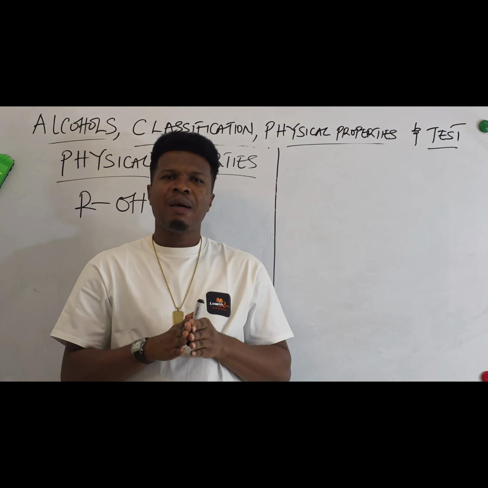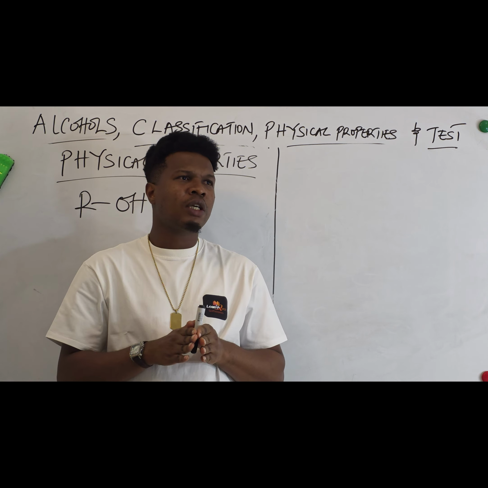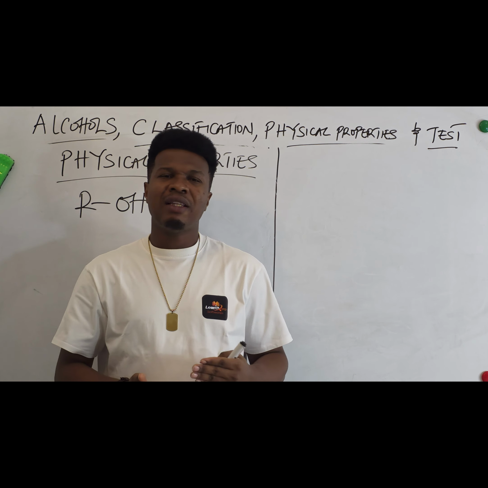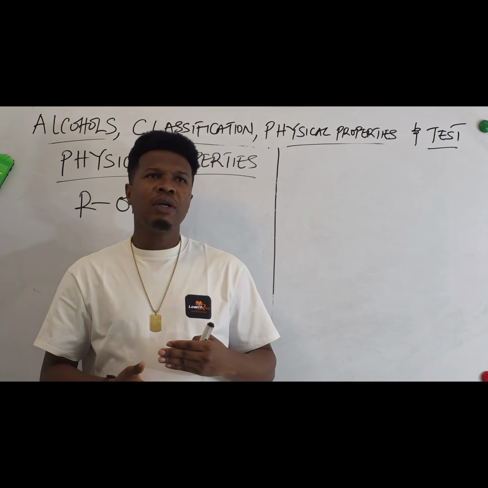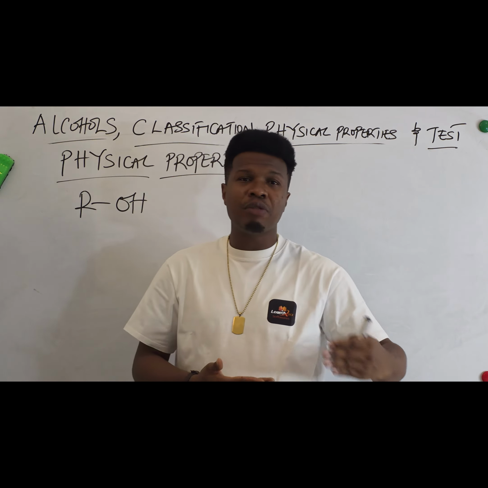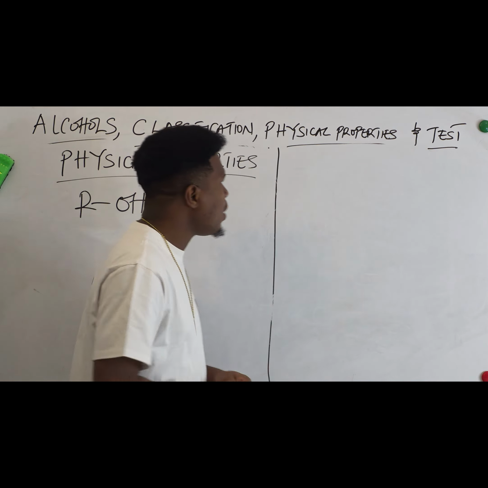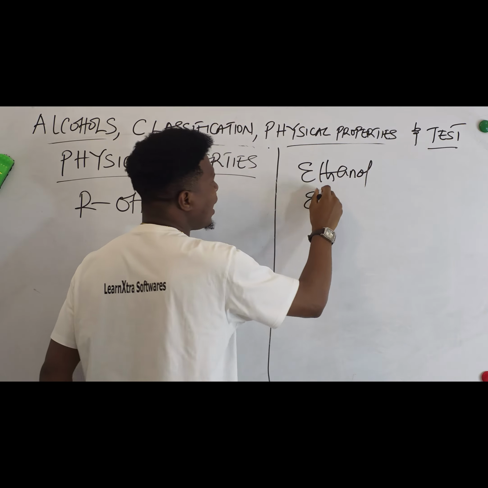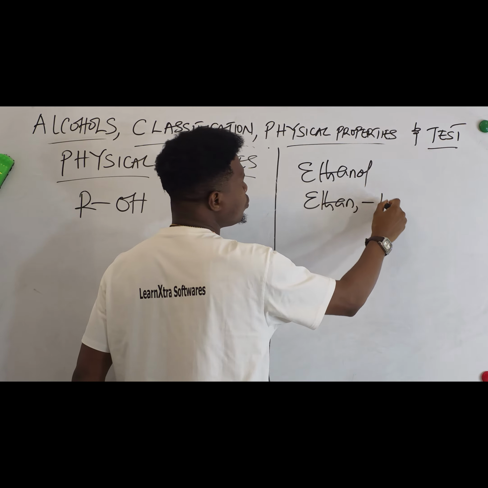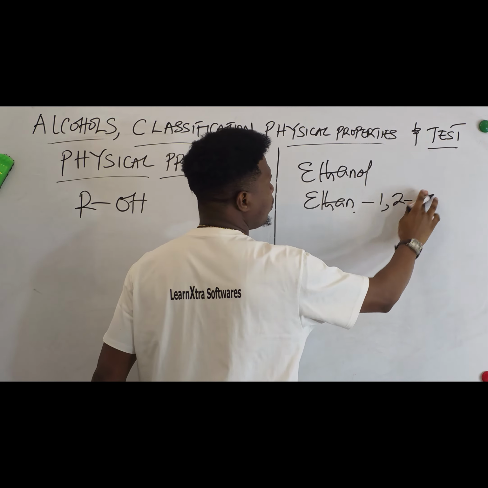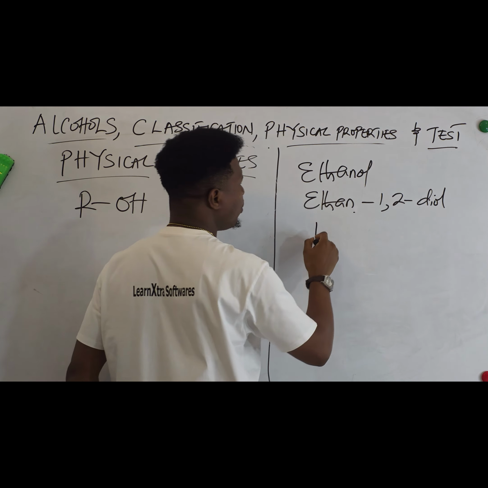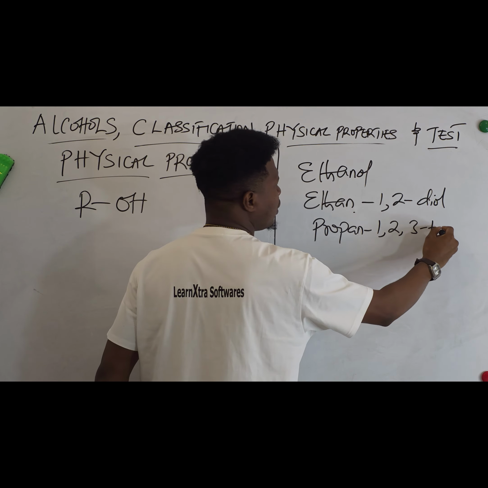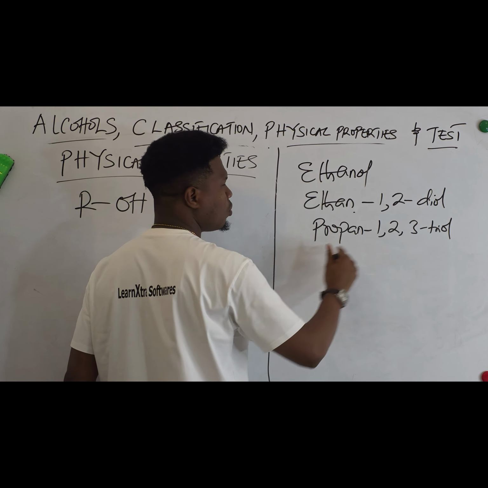So they are very mixable, and because of the hydrogen bonding they have, it will be difficult to separate them. Okay, so another thing about alcohols is that as the hydrogen bonding increases, their viscosity also increases. The more the OH group, the higher the hydrogen bonding. So if we are comparing ethanol with ethan-1,2-diol and propan-1,2,3-triol, this is also known as glycerol.